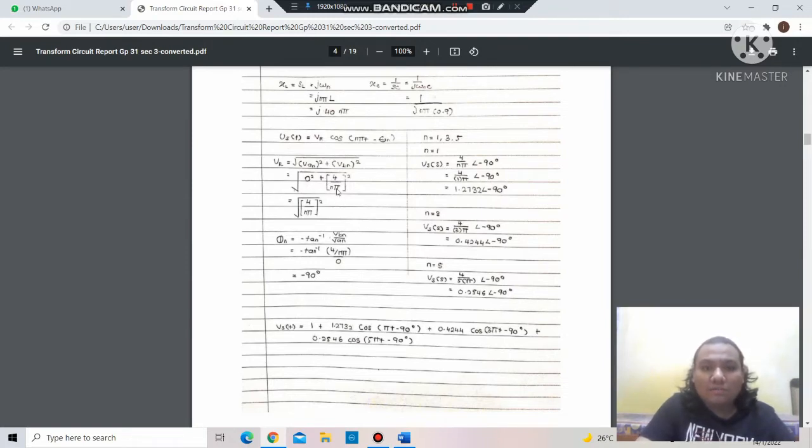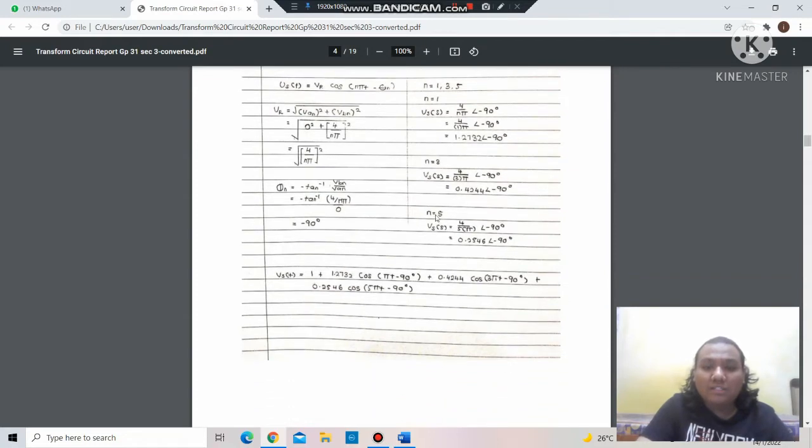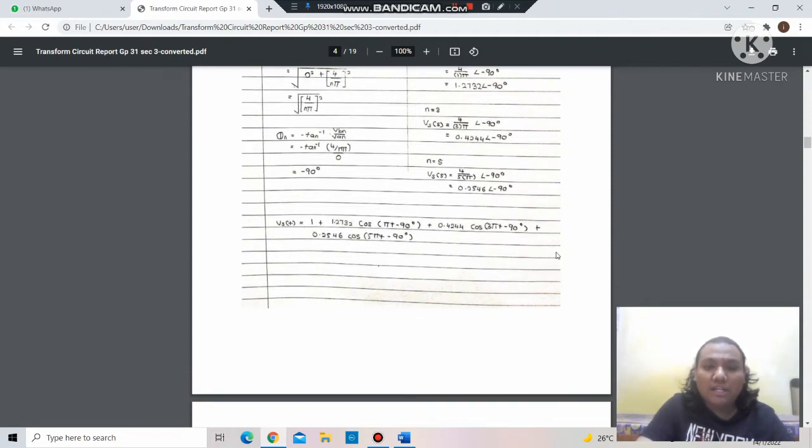For the Vs, it is equal to 4 over n pi. For n we use 1, and we get 1.2732 at an angle of minus 90 degree. And for n equal to 3 it is 0.4244 at minus 90 degree. And lastly, for n equal to 5 it is 0.2546 at negative 90 degree. And we arrange the answer like that.